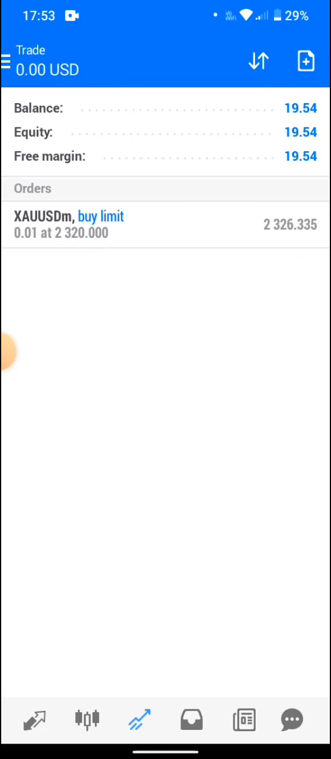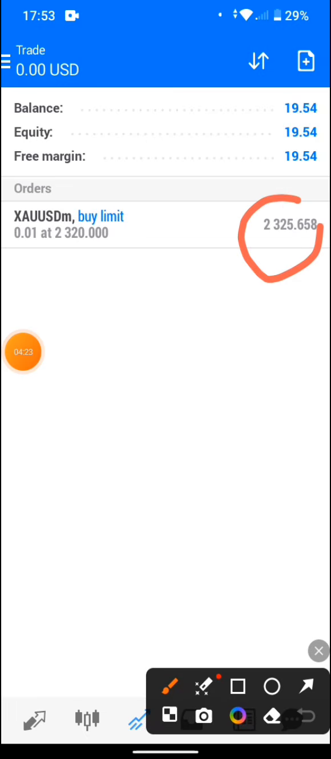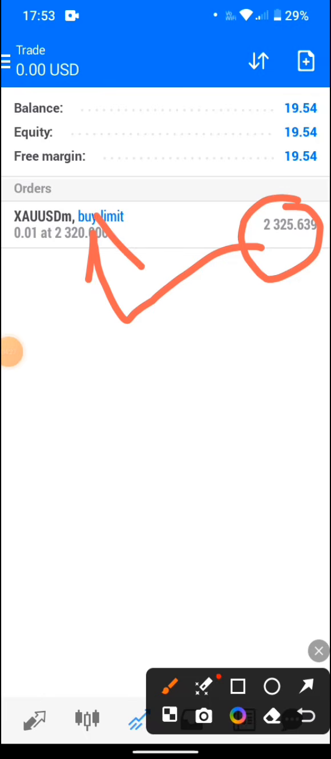Your account balance is just like this. Nothing is going to happen. Nothing is going to happen at all. You are just going to see the current market price moving. As soon as the price drops and it reaches this price, you are now going to enter the trade. This is what we mean basically by buy limit.